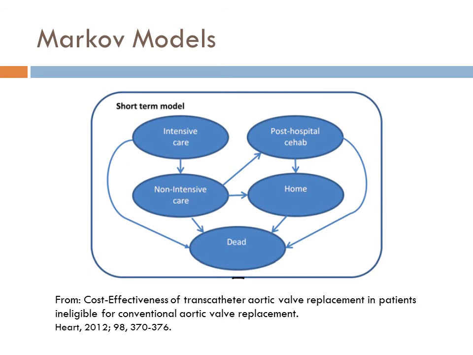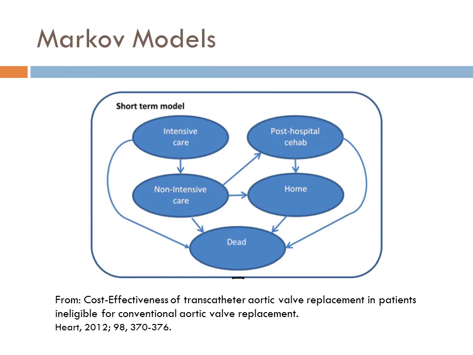So here we have a Markov model which looks at the cost effectiveness of transcatheter aortic valve replacement in patients ineligible for conventional aortic valve replacement. And this is very similar to the topic that I showed you for the decision tree, and the authors have used these different models to capture the costs and outcomes associated with the interventions. So there are legitimate choices between the models, and it's not that there's a set answer for the case that you're modeling.